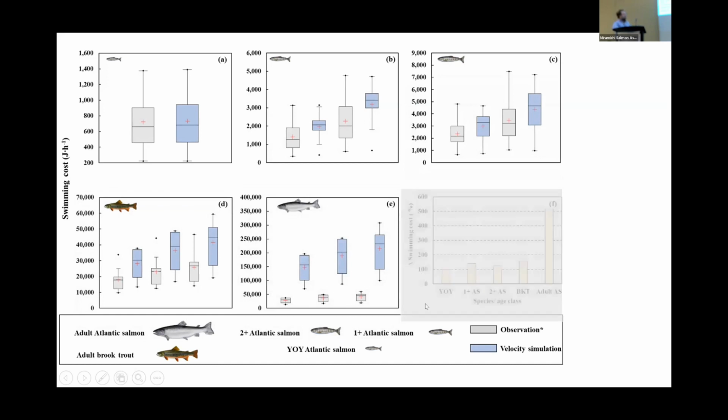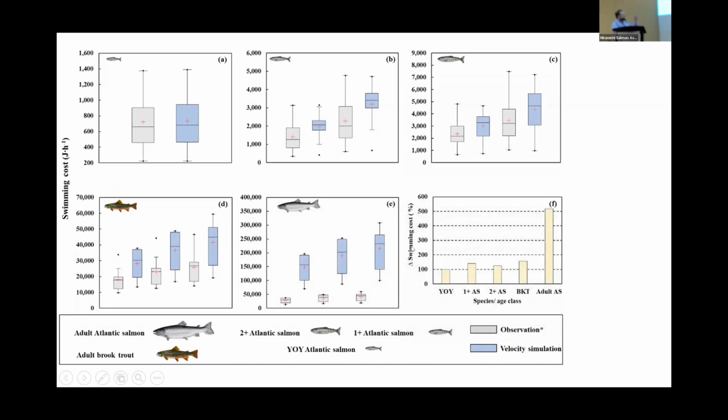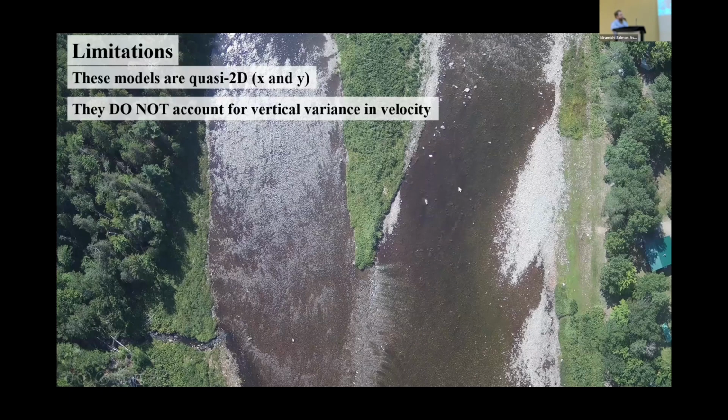And when you see the change in swimming costs as a percent, it's mostly important for the adults. So with these thermal refuges, temperature is one part of a really three-part system, where we have a hydraulic component, a temperature component, and a behavioral component. That's what's controlling this. There are limitations, of course, like everything. These models are quasi-two-dimensional, so they're operating in X and Y.